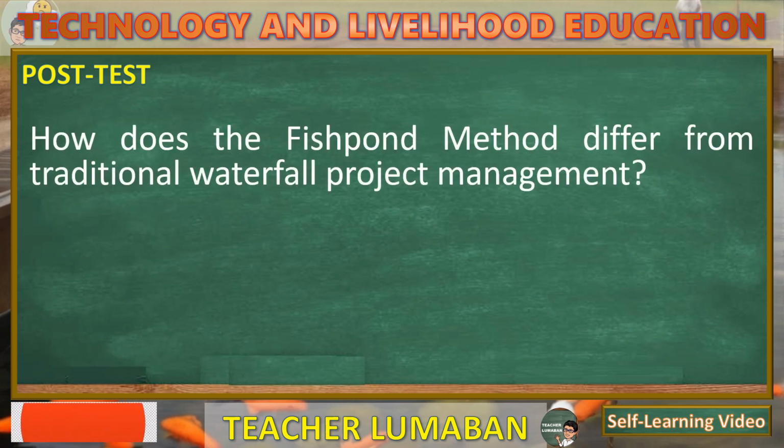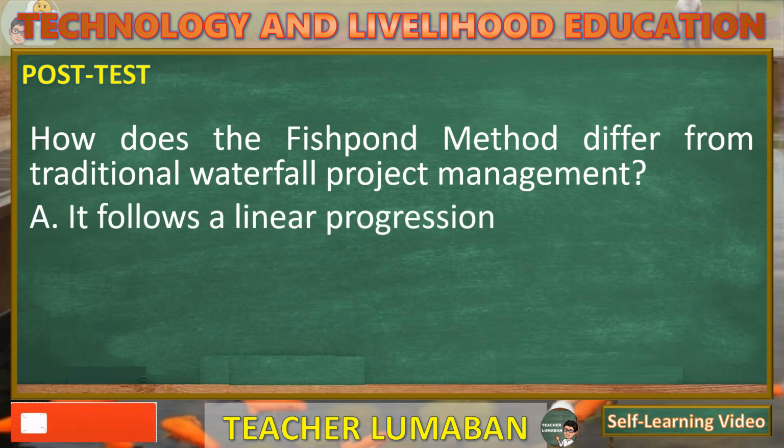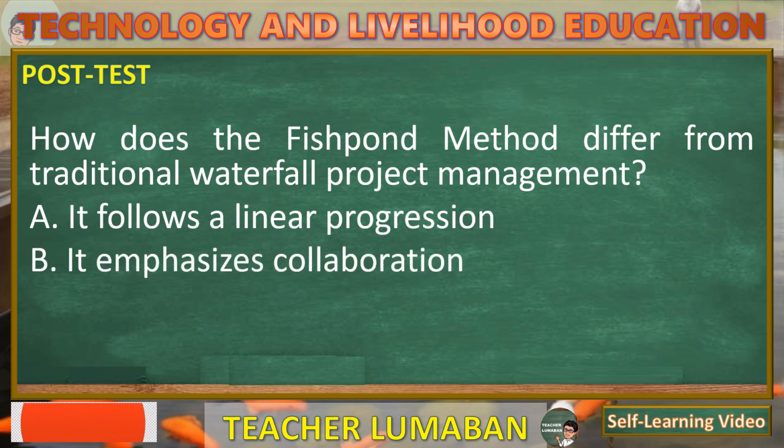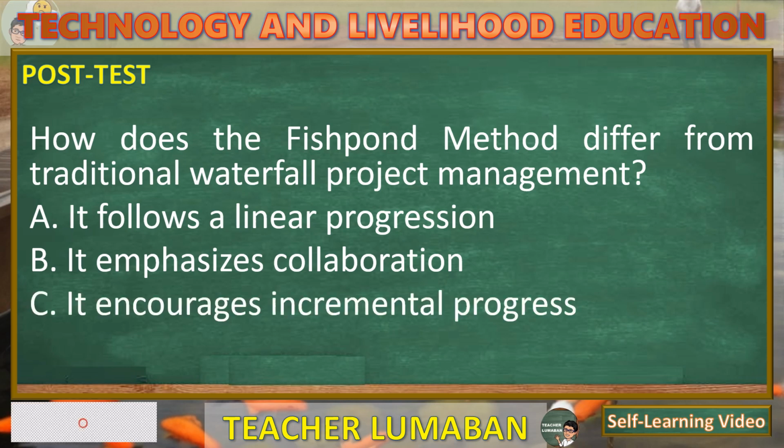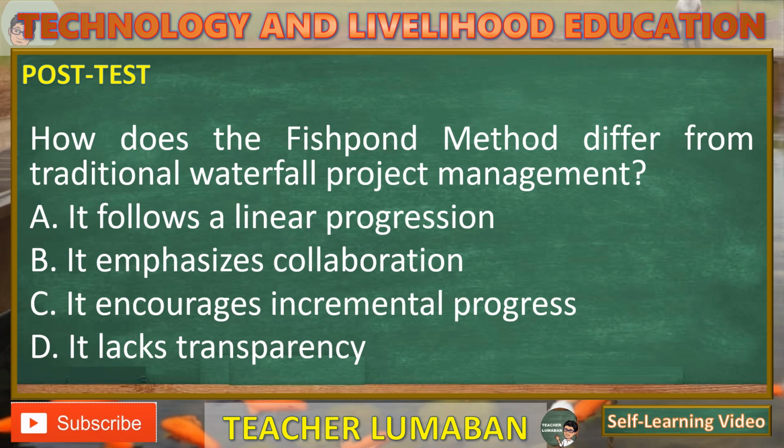How does the Fishpond method differ from traditional waterfall project management? A. It follows a linear progression. B. It emphasizes collaboration. C. It encourages incremental progress. D. It lacks transparency.